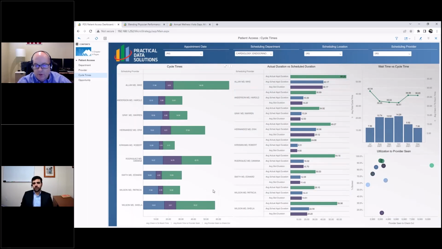So I see a couple of things, especially in that one right there on the right. I can look at Mike Allen and I can see he spends a lot of time with the patients. Now that can be a good thing, because from a patient satisfaction standpoint, they probably feel like he's answering all their questions, he's listening to their concerns, spending an appropriate amount of time, working with them.